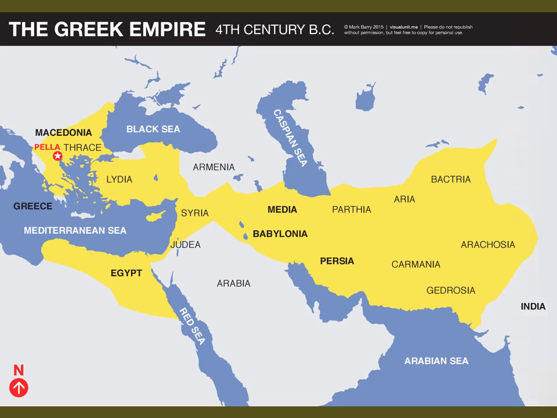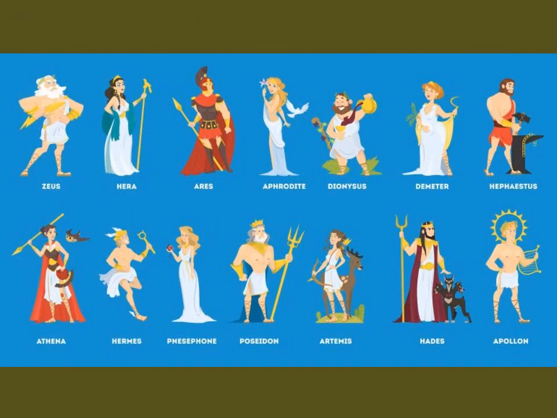And then the Greek Empire is also polytheistic. They have many gods, and here are some of the major gods: Zeus, Hera, Ares, Aphrodite, Dionysus, Demeter, Hephaestus, etc. So in a way, the polytheistic religion of the Aryans, Brahmanism, is similar to the religion of the ancient Greeks, many gods. So that's the first aspect of the religion of the Aryan civilization.